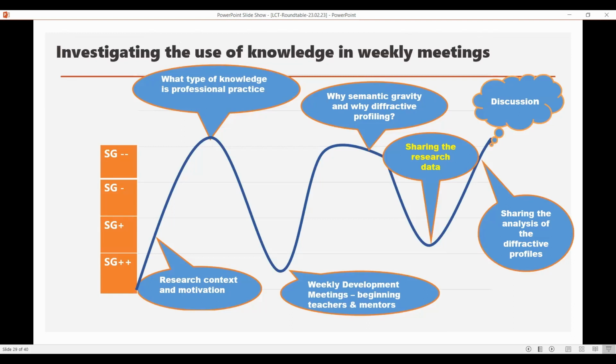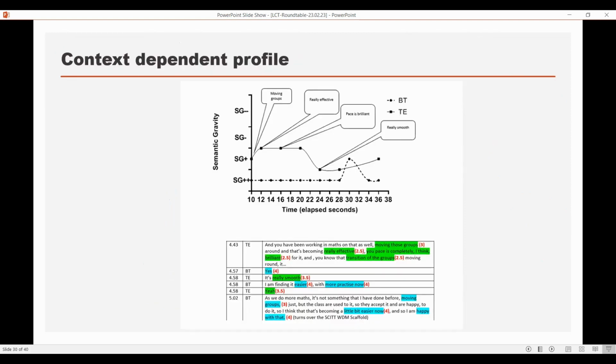So let's respond to Lee's request now and move into sharing some of the research data. What did I find? This is an example of the diffractive profiling, which hopefully you're participating in now as well. When I profiled the dialogues, I didn't profile them as a single wave, but separated out the beginning teacher and the teacher educator to show the ways that they interfered, the ways that their knowledge entangled, and exactly the point that Lee was making: the way that the teacher educator responded or the way the beginning teacher responded changed the access and changed the way that professional knowledge was structured and structuring.